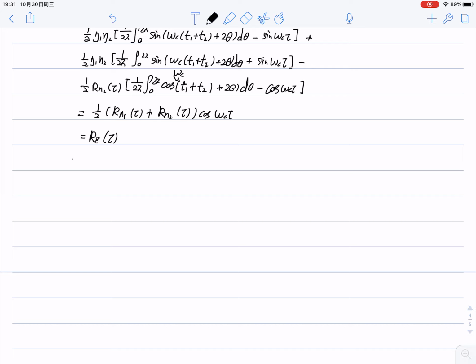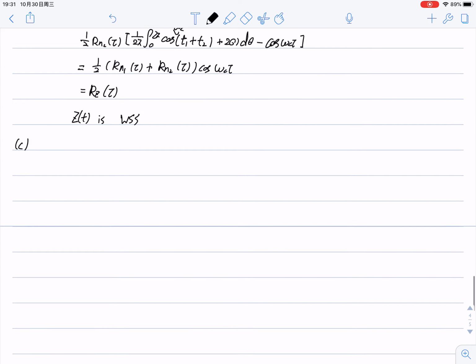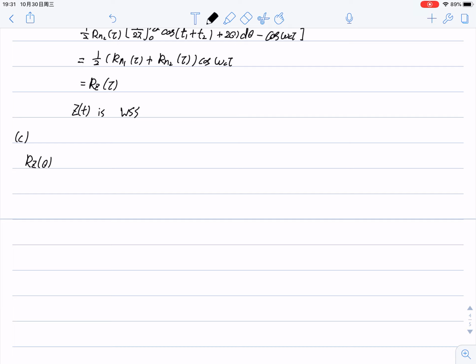So we can see that C(t) is WSS. For question C, Rz(0) equals 1 over 2 of Rn1(0) plus Rn2(0), which equals 1 over 2 of E[N1(t)²] plus E[N2(t)²].